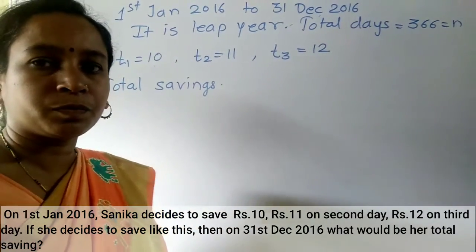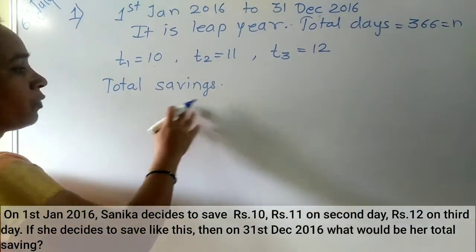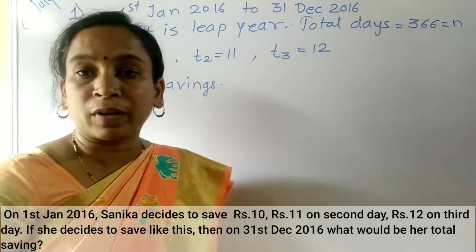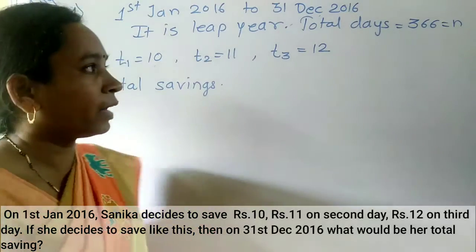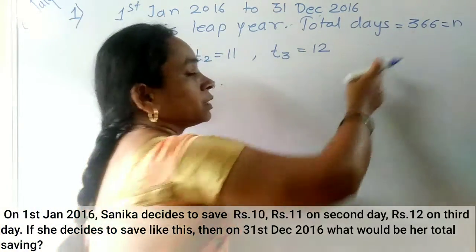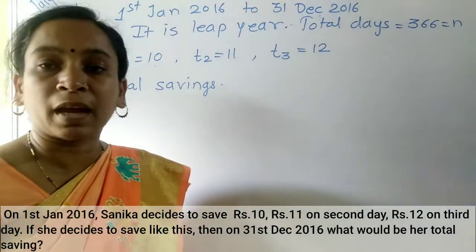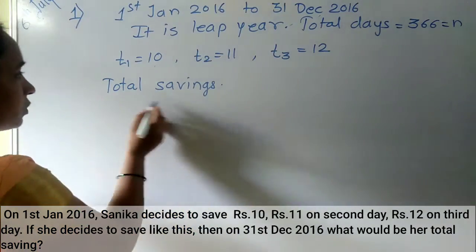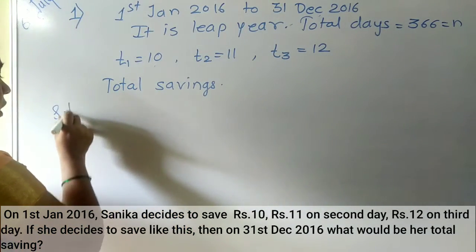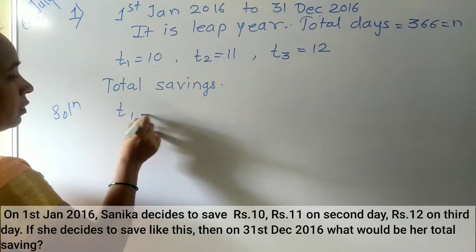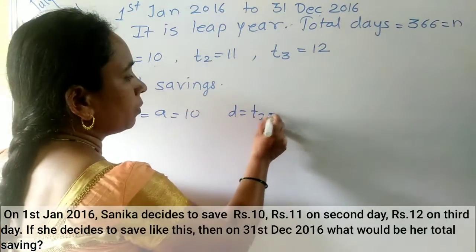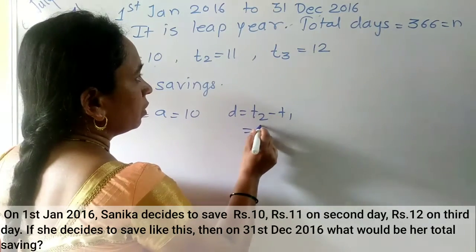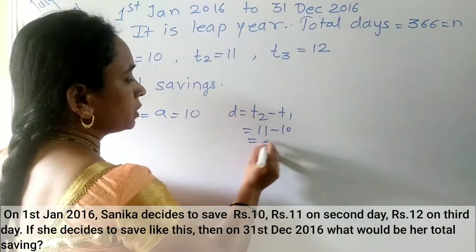So here we have to find out the total savings from 1st January to 31st December. That means in total 366 days, how much she has saved, that we have to find out. So first we will find out the d's value. Here T1, that means a, is 10. d is equal to T2 minus T1, 11 minus 10, that means it is 1.